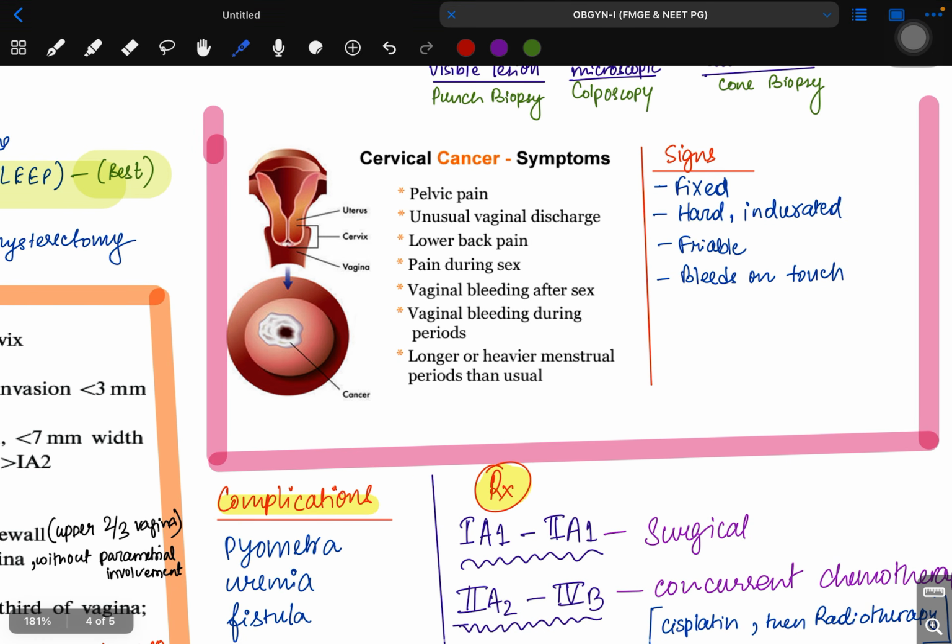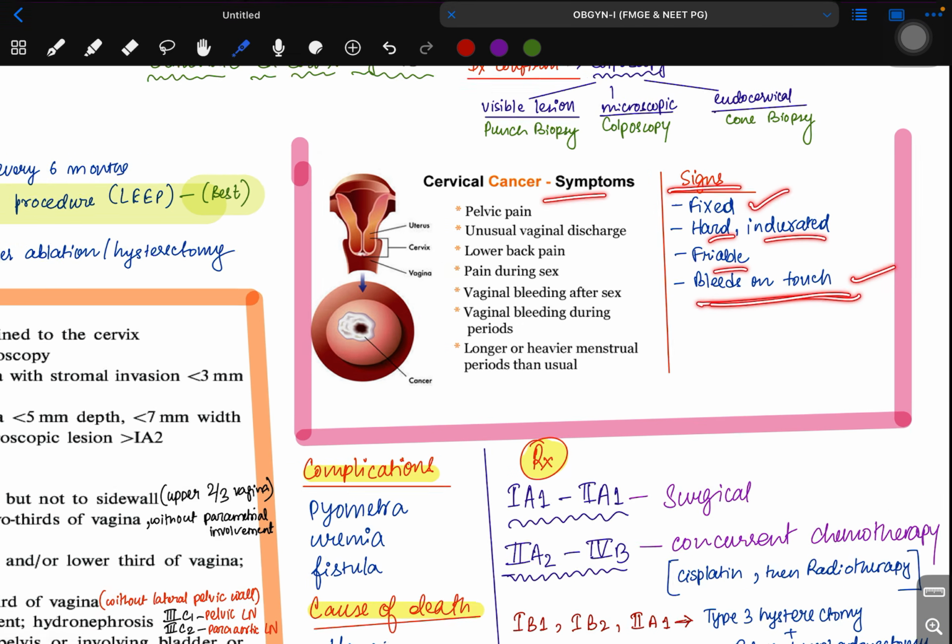Now these are the symptoms of cervical cancer: pelvic pain, foul-smelling vaginal discharge, lower back pain, pain during intercourse, vaginal bleeding after intercourse, vaginal bleeding during the menstrual cycle, longer or heavier menstrual periods than usual. What are the signs? The cervical cancer will be fixed, hard, indurated, friable, and it bleeds on touch. So these are the signs and symptoms of cervical cancer.